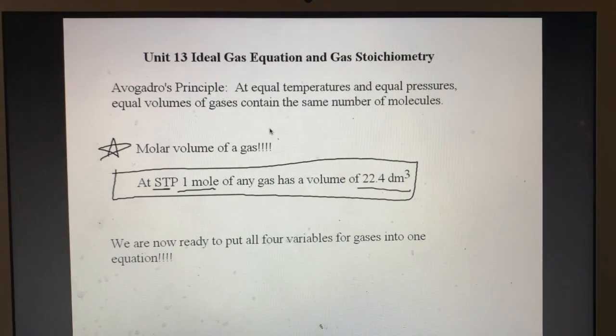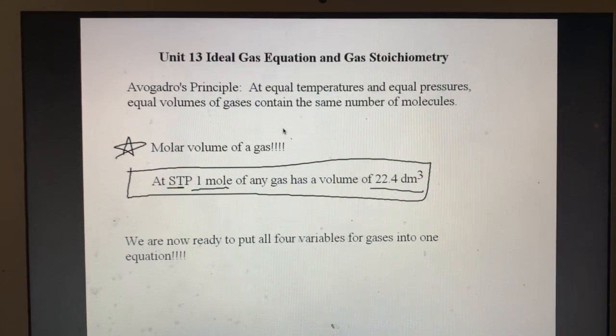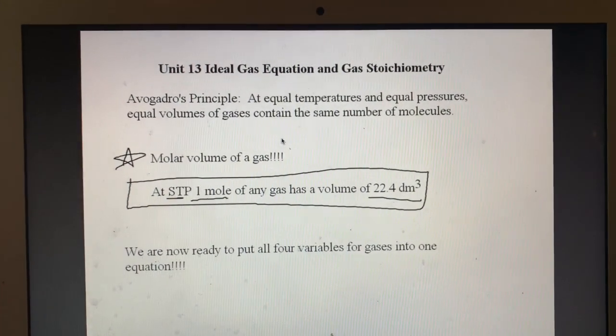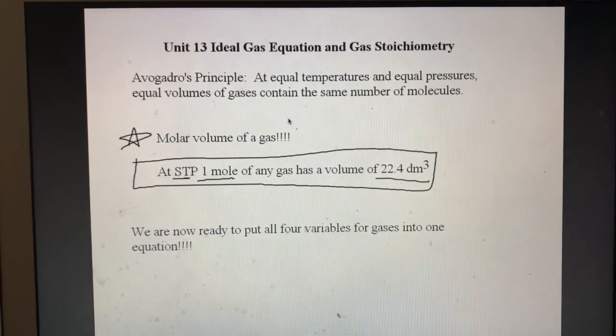Hello, everybody, and welcome to our second unit on gas laws. In this unit, we are going to focus on what is known as the ideal gas law, and then we are going to do some gas stoichiometry. So we always know stoichiometry is my favorite, so I'm excited to get back to that.